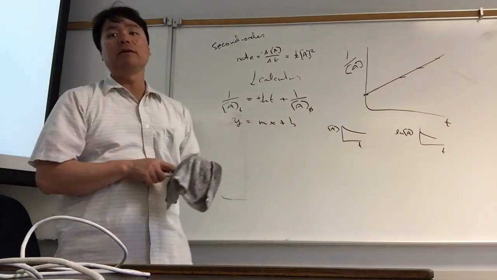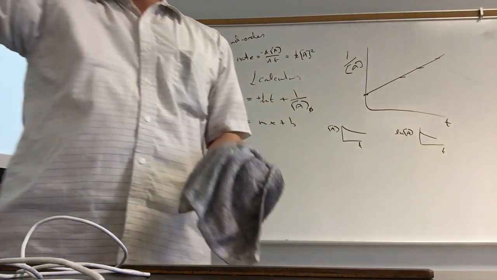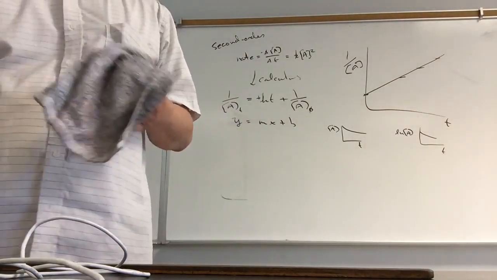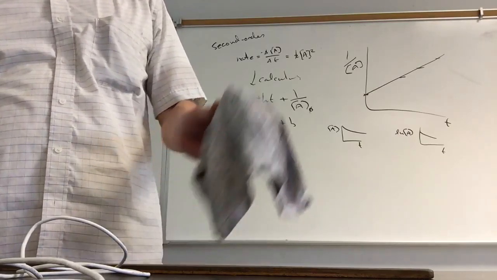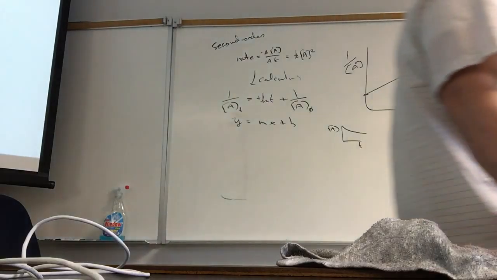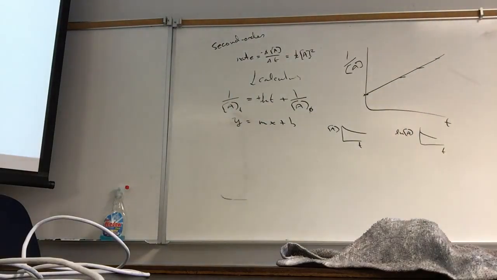And so if we don't have enough data that we can eyeball it, we can go ahead and plot it out and see which one is most straight: the A versus time, the ln of A versus time, or the 1 over A versus time plot. A being the concentration of A. Okay.